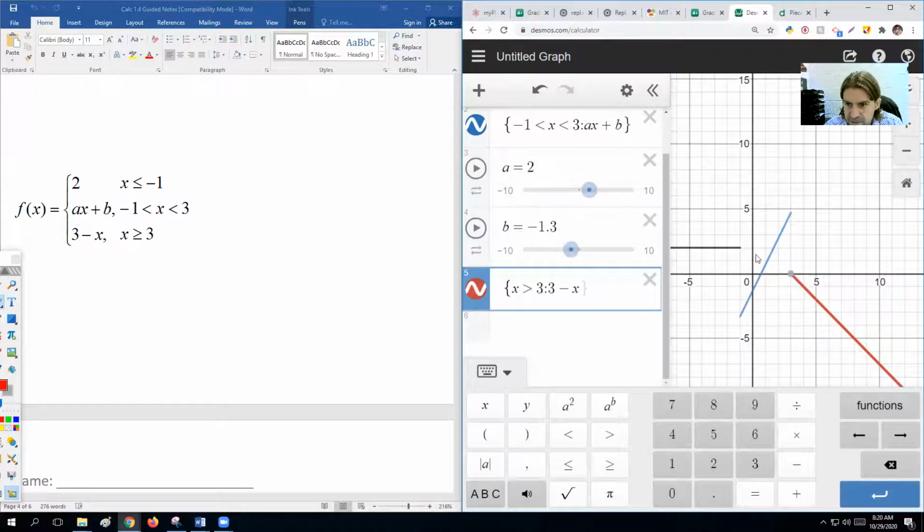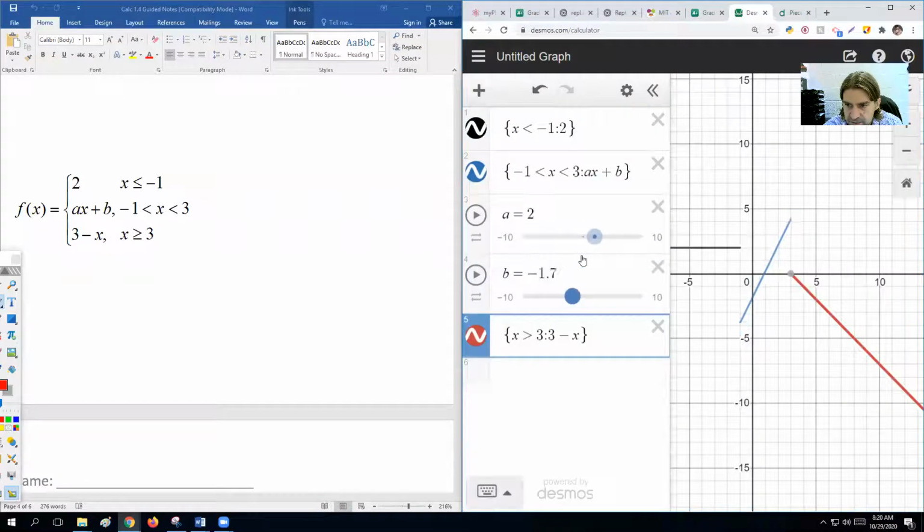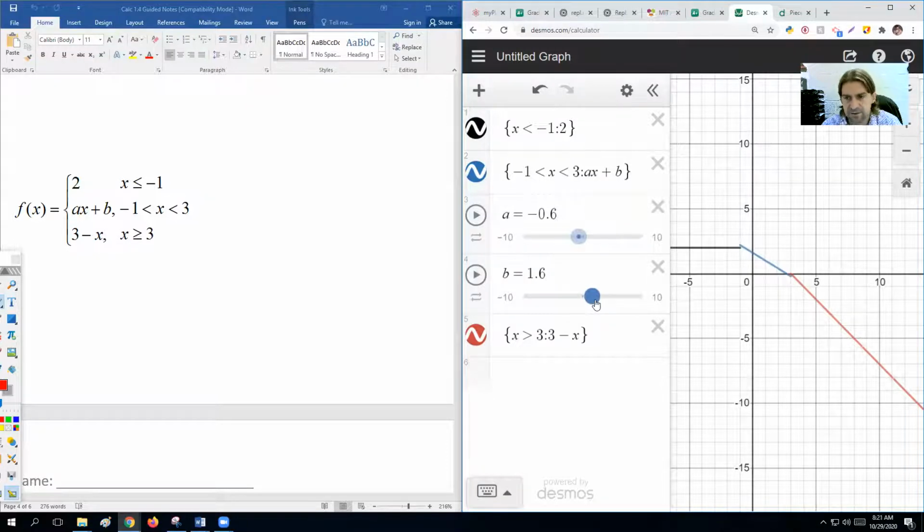So if we notice here, b moves it up and down. a kind of flips direction. So I need to make the points line up perfectly. So maybe I can snap it in there, and that doesn't work out quite nicely, but maybe slide up a little bit more. All right, so we're getting kind of close.